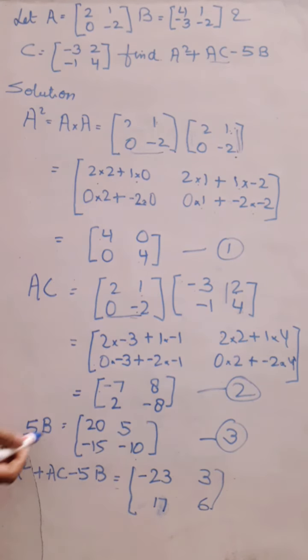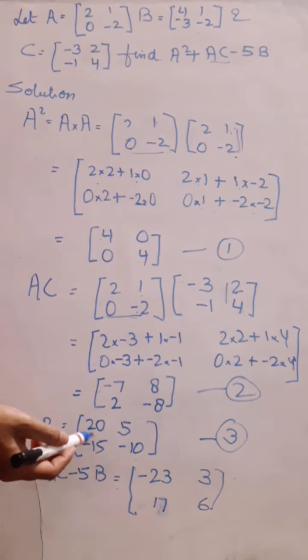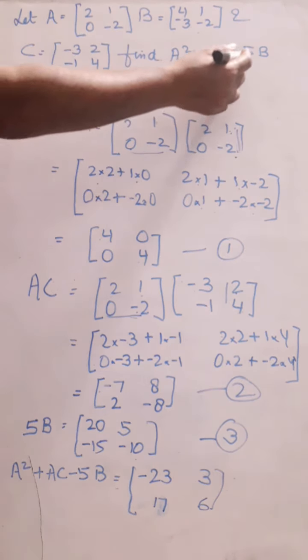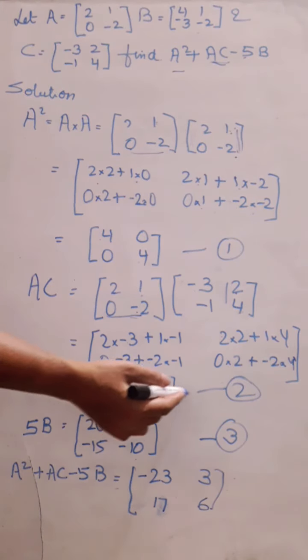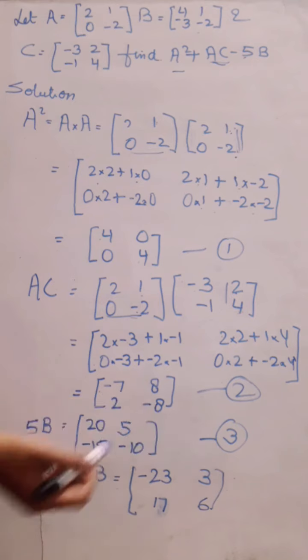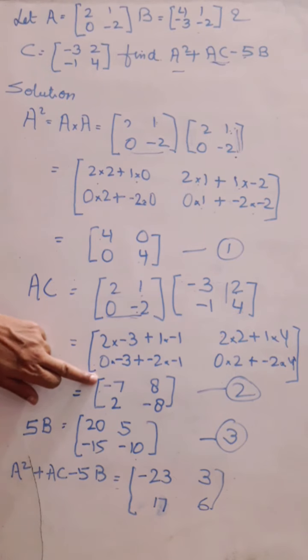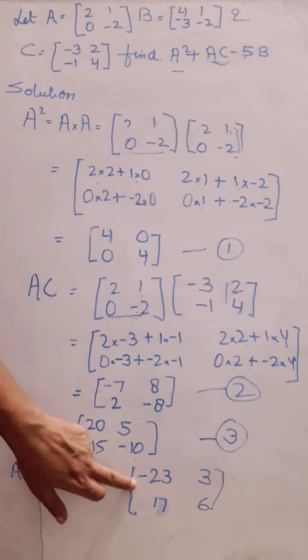Now 5B, I need to multiply 5 in B. So multiplying 5 in B you will get this. Now you have to find out A squared plus AC minus 5B. So we have A squared here, AC here and 5B here. So 4. Now this 4 plus minus 3 minus 7 will give you minus 3 and minus 3 minus 20 will give you minus 23.